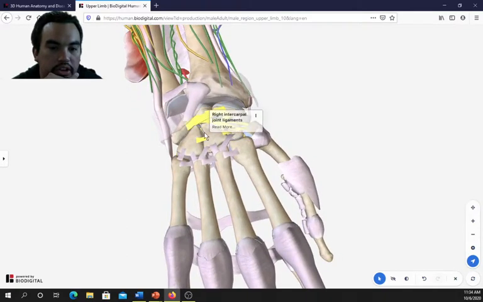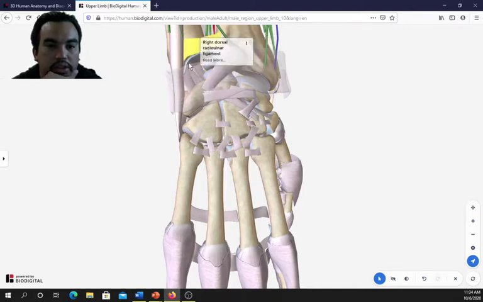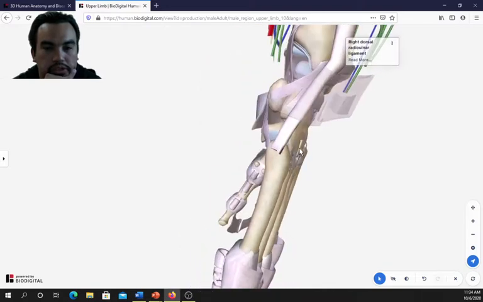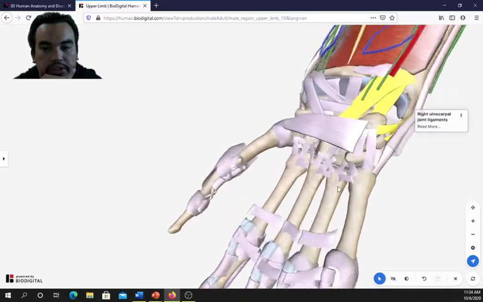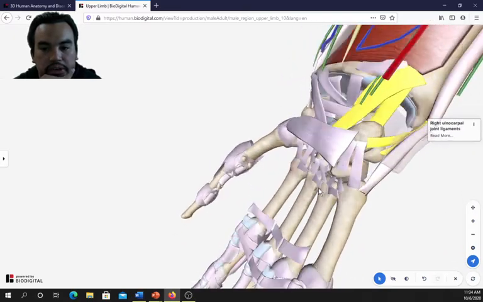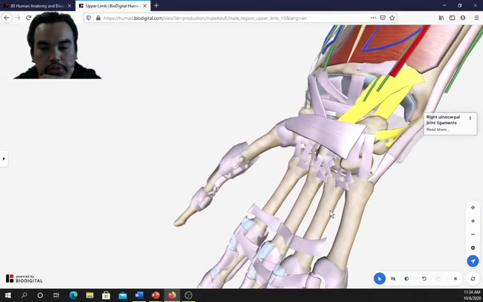So you have our intercarpal joint ligaments right there. Here's our radiocarpal joint ligaments helping support that laterally. This is the dorsal radiocarpal ligament right there. This one is the ulnar carpal ligament right there, the UCL, right? And you can see how we really focus on just a couple of these bands, but you see how there's multiple of them.